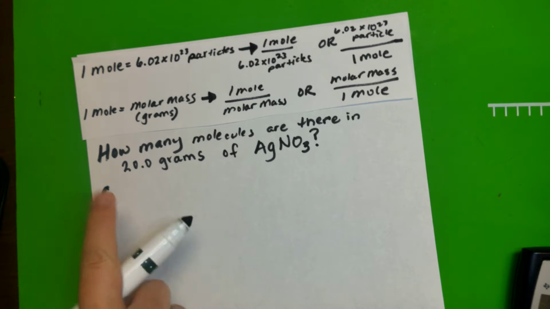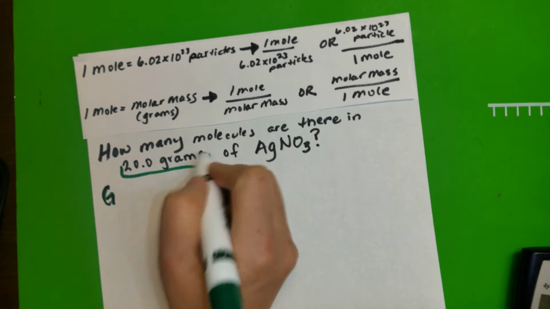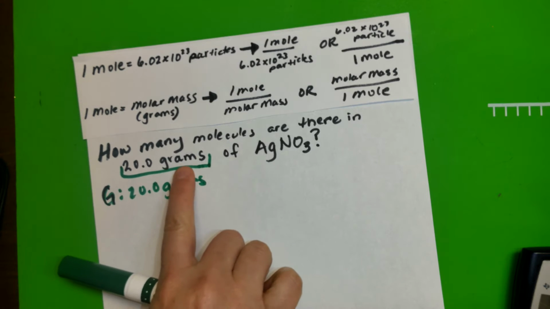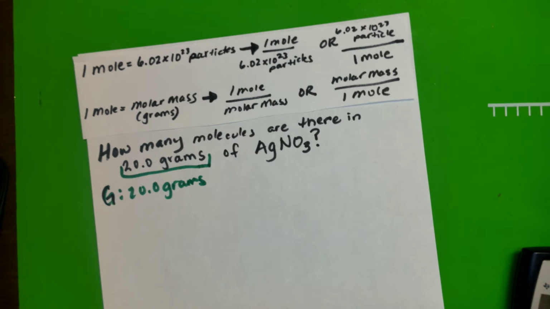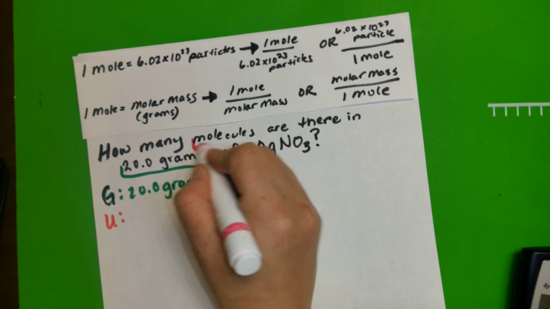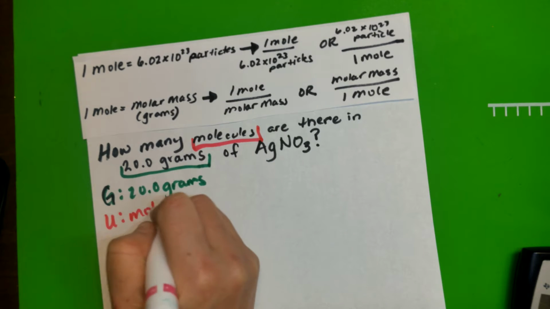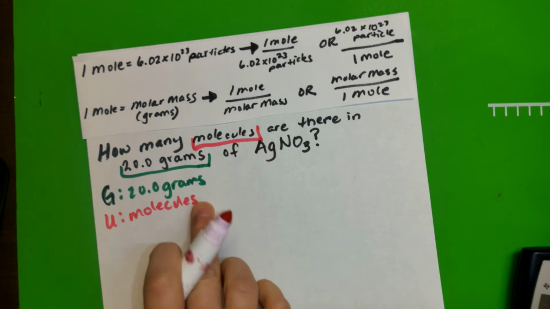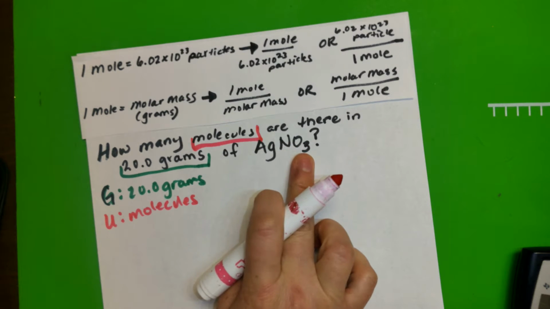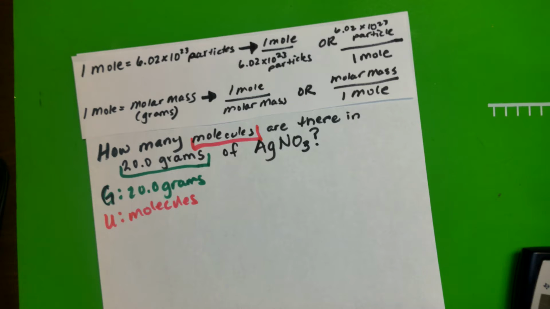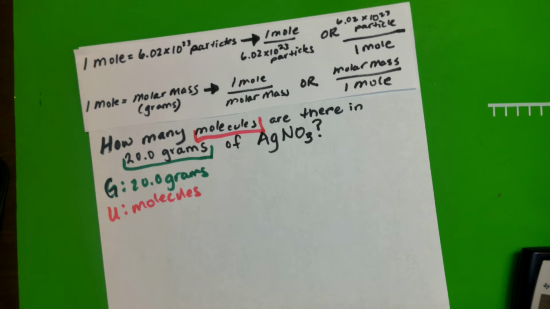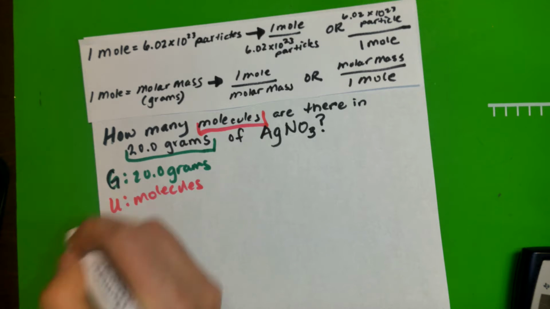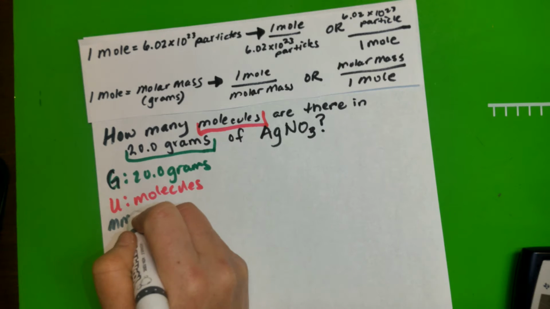Okay, so we're going to go ahead with the given. The given is 20.0 grams. That's my given. And then my unknown is molecules. We want to find out how many molecules we're going to create with silver nitrate. So now the last one would be the molar mass.